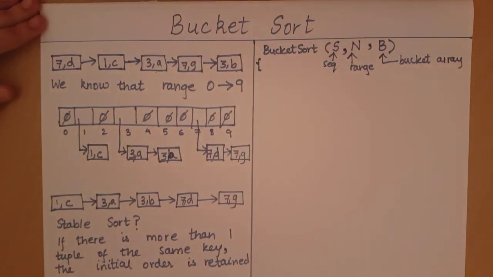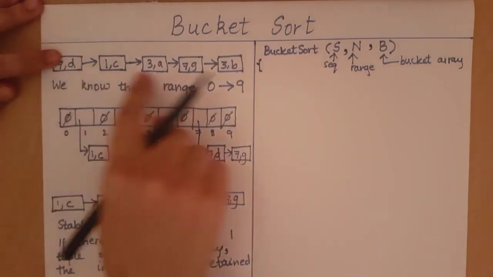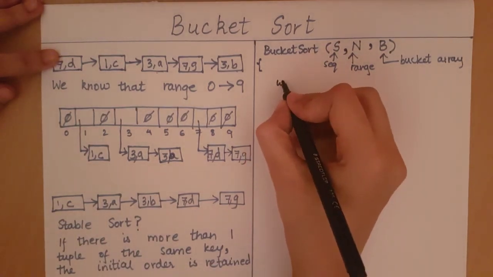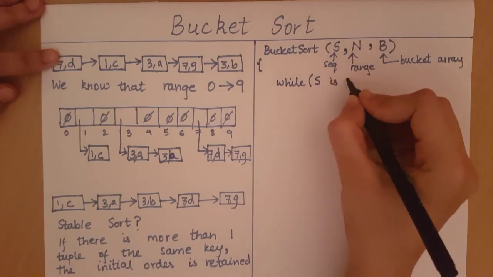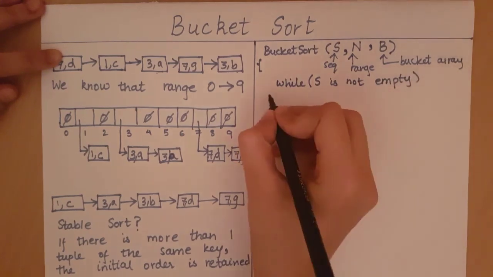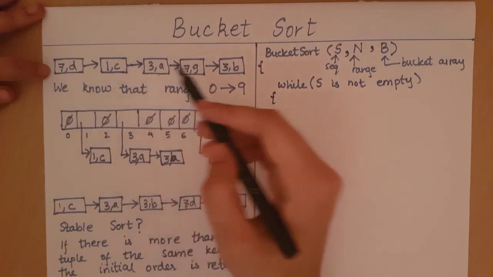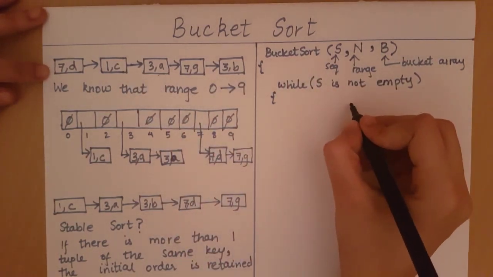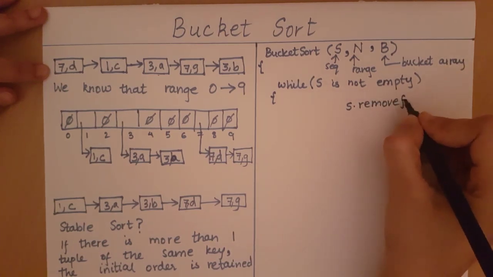So now what must we do? We need to start storing the elements which are part of the sequence into our bucket array. While the sequence is not empty, what I will do is first take out an element from the sequence. So S dot remove first.